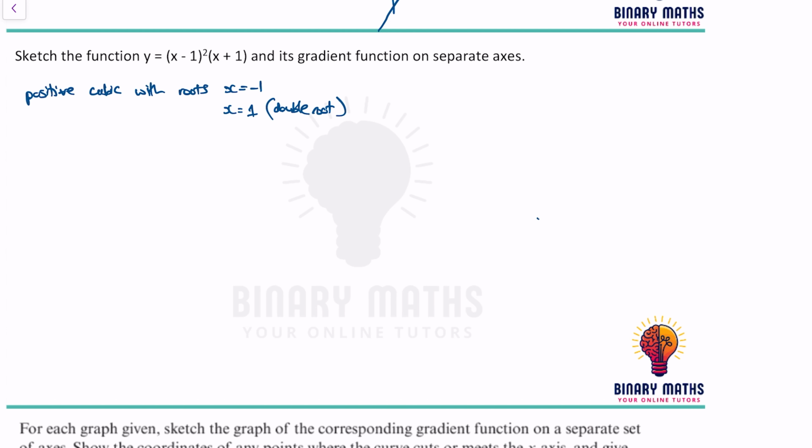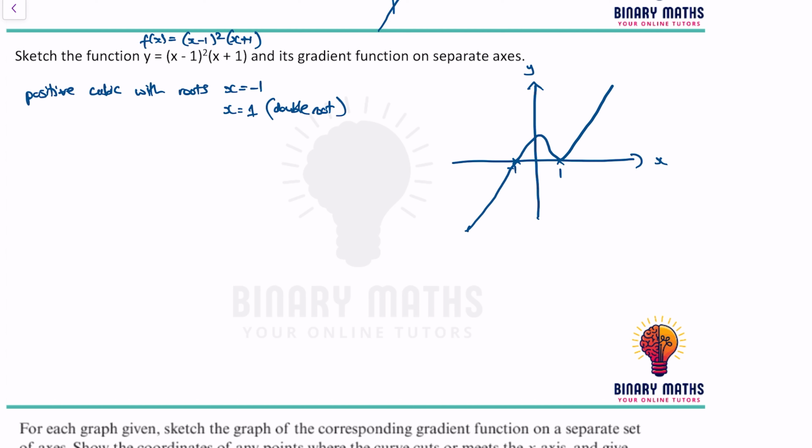Remember, a double root is going to bounce off it. So that means if I'm sketching this, which is y equal to f of x, let's say f of x is equal to (x minus 1) squared times (x plus 1), then the curve crosses at -1 and touches at 1. It's a positive cubic, so it starts off in quadrant 3, goes up to quadrant 1, which means it'll look something like this, and bounces off 1 because it's a double root.